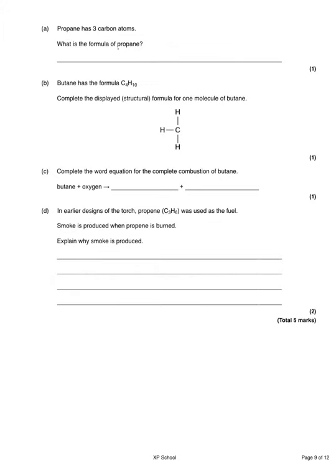What is the formula for propane? Well, pro is 3, ane is single bonds, so it's that. Butane has that. Complete the formula. So 4 carbons and 10 hydrogens.